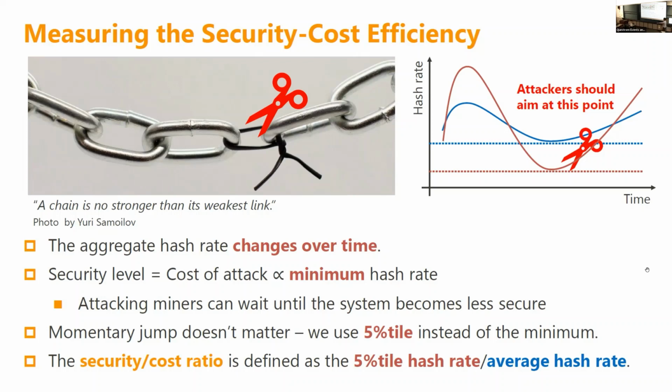To be more precise, a momentary jump does not matter. So rather than the minimum, we use the 5th percentile instead of the minimum. But basically, our point is that the security should be measured by the minimum of the hash rate, and the energy consumption should be measured by the average of the hash rate.